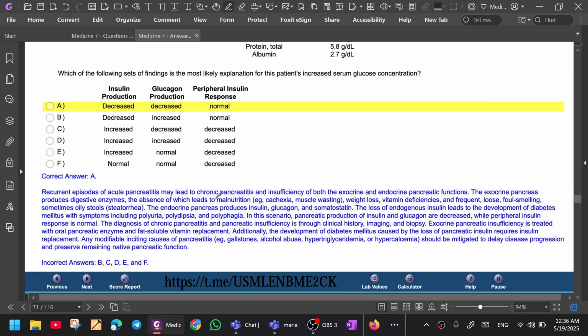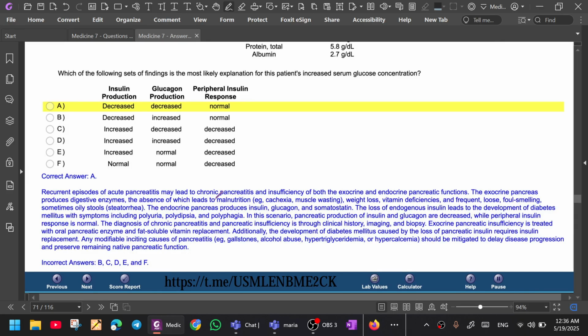Recurrent acute pancreatitis may lead to chronic pancreatitis and insufficiency of both the exocrine and endocrine functions. The exocrine pancreas produces digestive enzymes, the absence of which leads to malnutrition, cachexia, muscle wasting, weight loss, vitamin deficiency, and frequent loose, foul smelling, sometimes oily stools, steatorrhea.